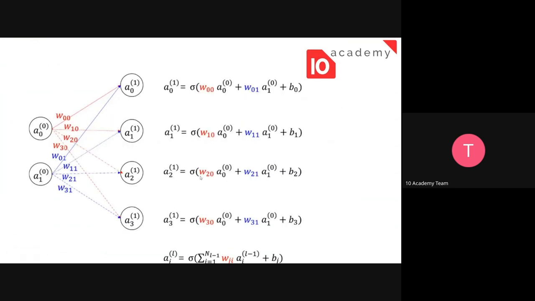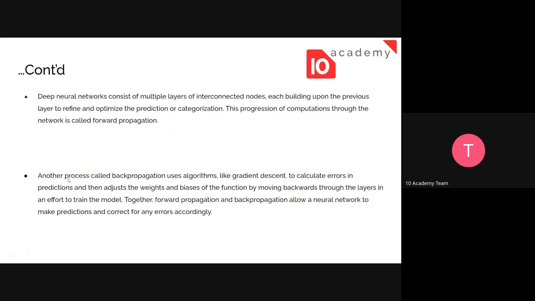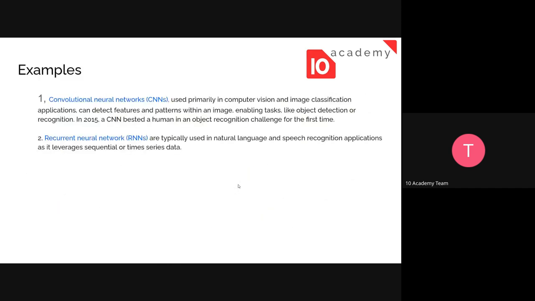So this is the whole idea of the neural network: to consider the weight and the bias. We put some guess on the graph, some guess for the weight and the bias, so it might not be right. So there is another process called backpropagation. It uses an algorithm like gradient descent, and it calculates the errors in prediction and adjusts the weights and bias of the function by moving backwards through the layers. You need to understand this concept: there is the forward propagation, where we predict the value, and there is the backward propagation, where depending on our prediction, we adjust our weight and bias. That's what a neural network is.